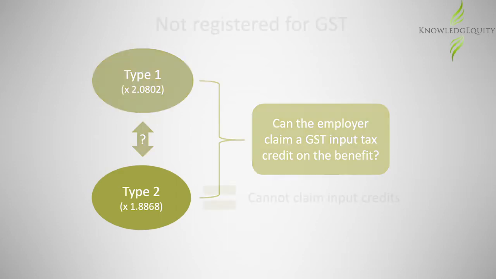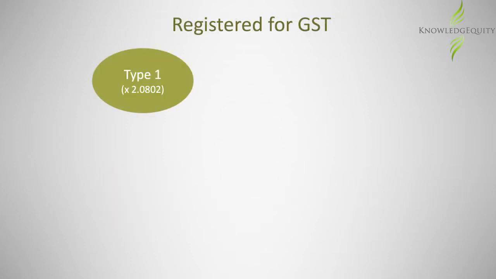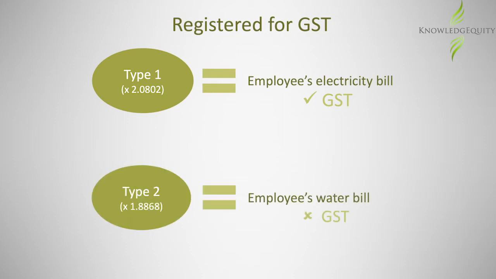So for instance, a non-GST registered employer will only have Type 2 benefits. For a GST registered employer, the benefit will be a Type 1 benefit if they can claim an input tax credit on the benefit. For example, if they pay for the employee's electricity bill, this would be Type 1 because it has GST in it. But if they pay for the employee's water bill, it will be Type 2 because water bills are not subject to GST.